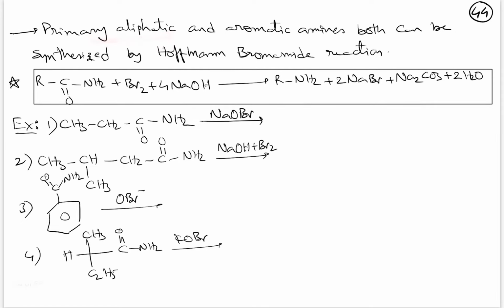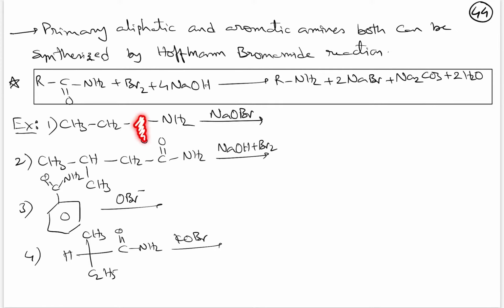Primary aliphatic and primary aromatic amines can be prepared by this reaction, and this is the balanced reaction of a Hofmann bromamide reaction. Very important, they can ask any question on this balanced equation itself. Now some of the examples here. Already I told you the point, writing the products of the Hofmann bromamide reaction is very easy.